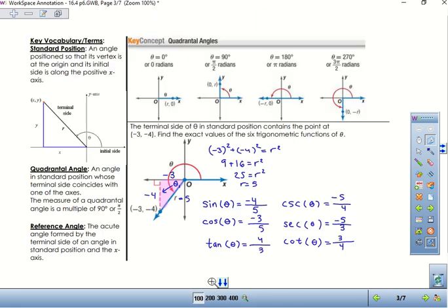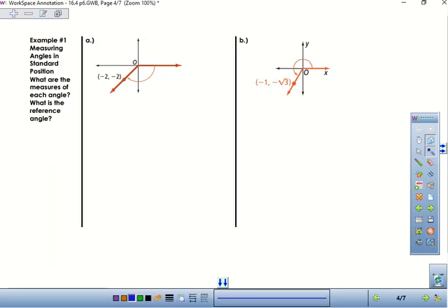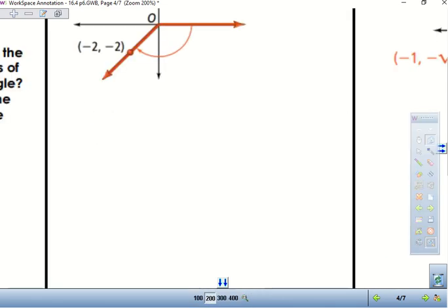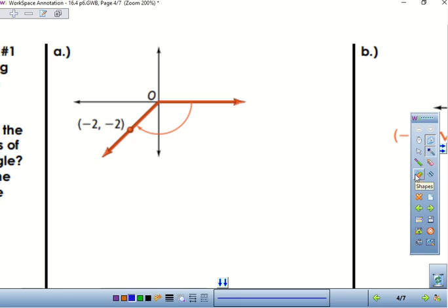Now we're going to look at something a little different. We're going to look at measuring angles in standard position given points. So what this basically means is, if you have a point on the coordinate plane of any type, you can find the angle which would give you that point opening up, using trigonometry and our rules about it.